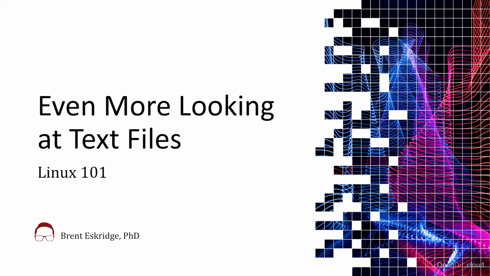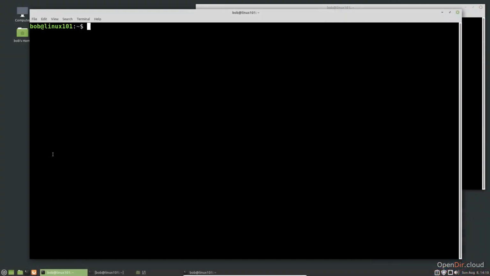In previous videos, we discussed a few utilities that allowed us to look at the contents of text files. Since working with text happens frequently in Linux, there are more commands you will frequently encounter, some of which we will discuss in this video. First, we sometimes only want to look at the first few lines of a text file. To do this, we use the head command.